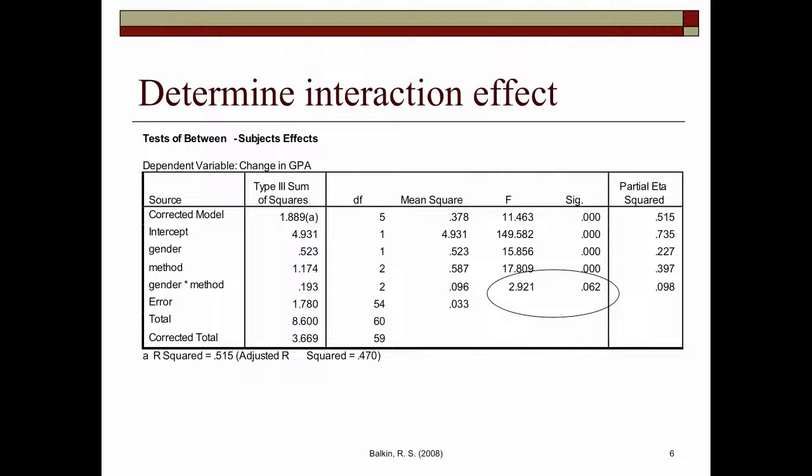So then the next thing we do is we look at the interaction effect. Notice here that the interaction effect is not significant. P is greater than 0.05 here, which means we can interpret the main effects. There's no statistically significant interaction.